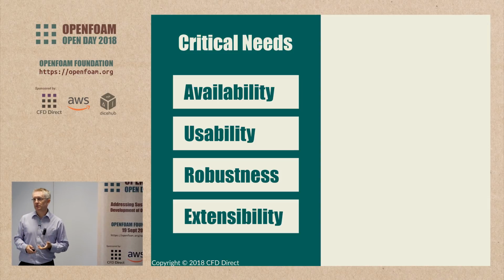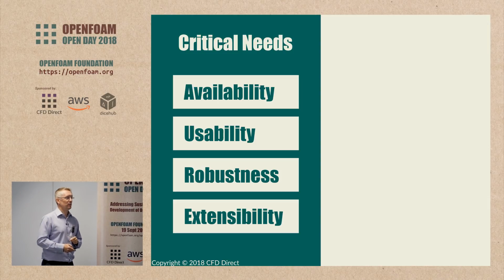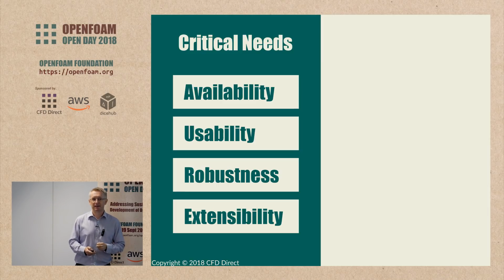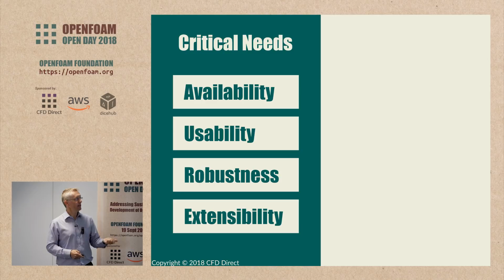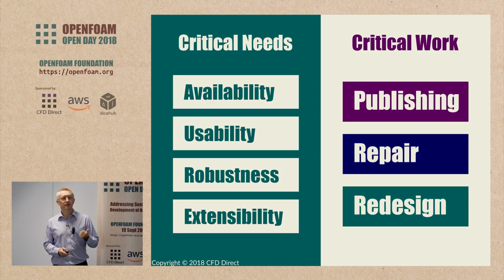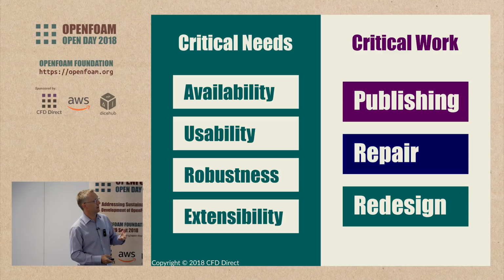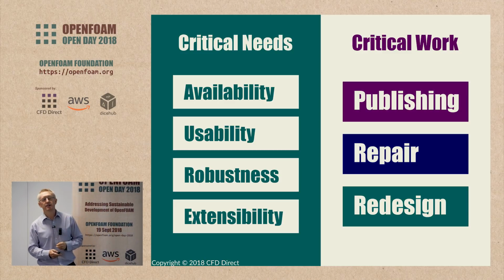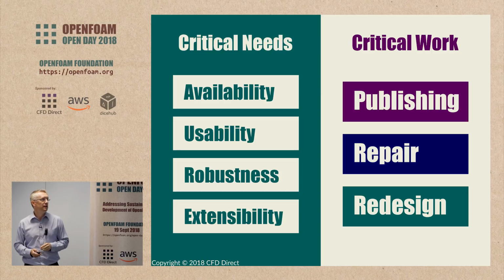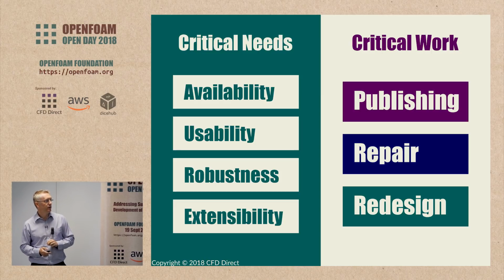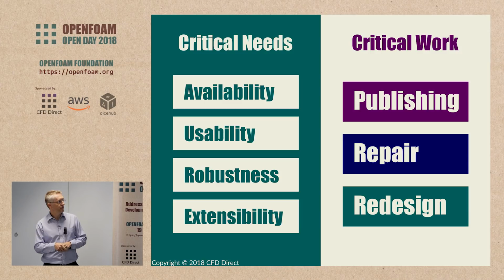And to deliver those four things, work has to be done. And if those needs are critical, the work is also critical. The work that needs to be done, you can break down into three areas. What I call publishing, repair, and redesign. And just for a point here, I would say repair is most closely linked to robustness, but the other two, certainly redesign covers all of those things, and publishing to an extent also relates to those things as well.